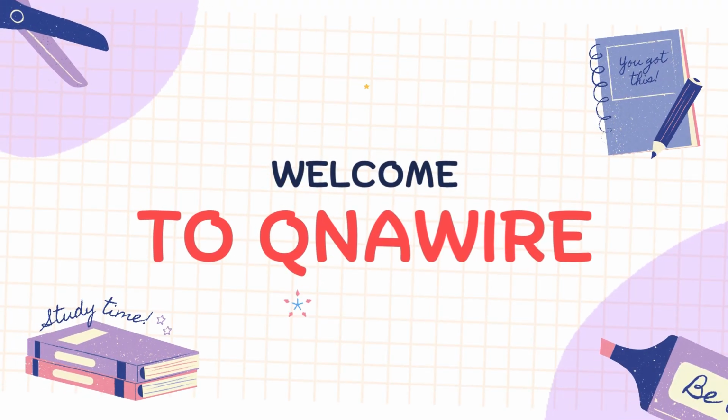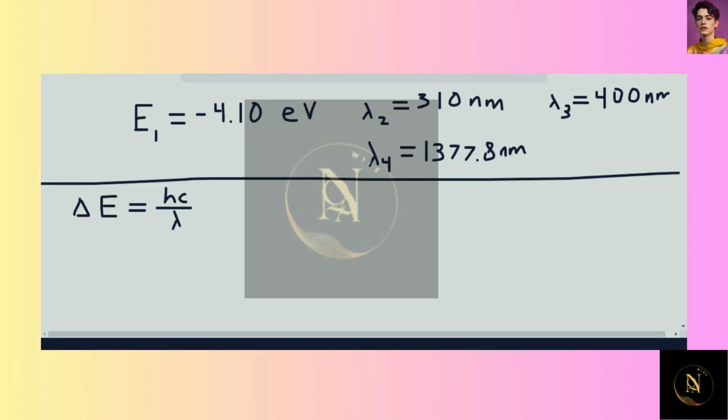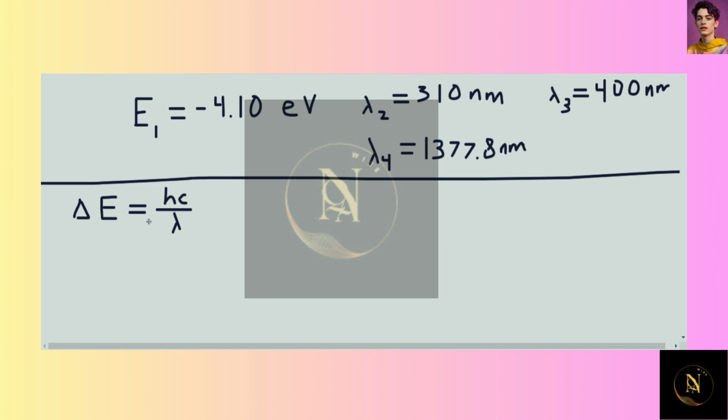Welcome to qnawire. For this question, we're asked to draw the energy level diagram for these lowest few levels, assuming that the higher levels are closer together here. So suppose the ionization energy is 4.10 electron volts. That means the ground state, E1, is negative 4.10 eV. And then we're given these different wavelengths from emission lines here.